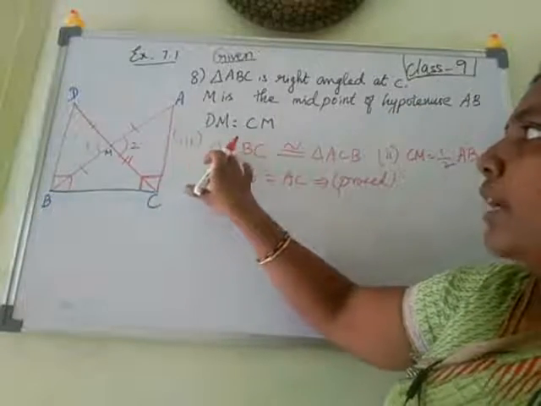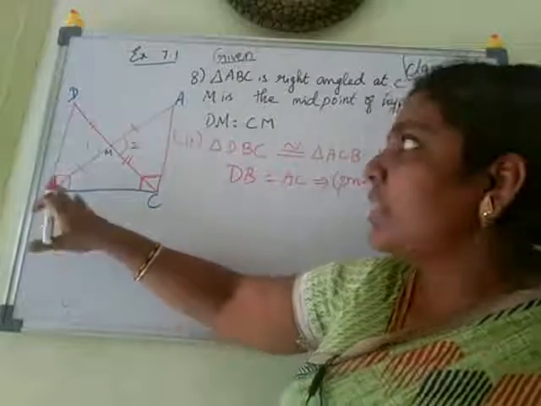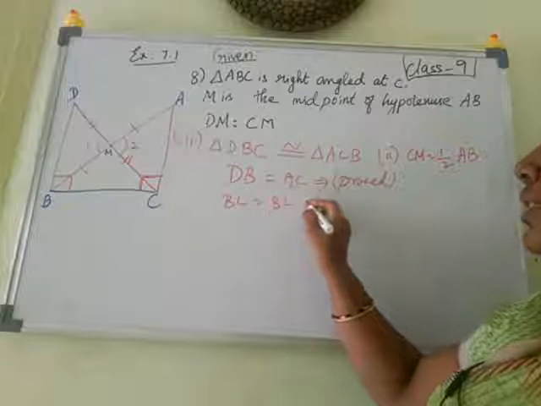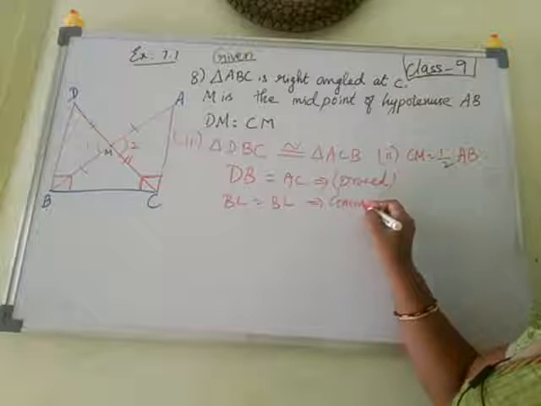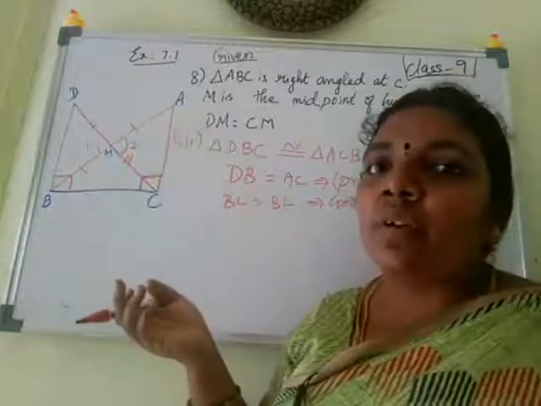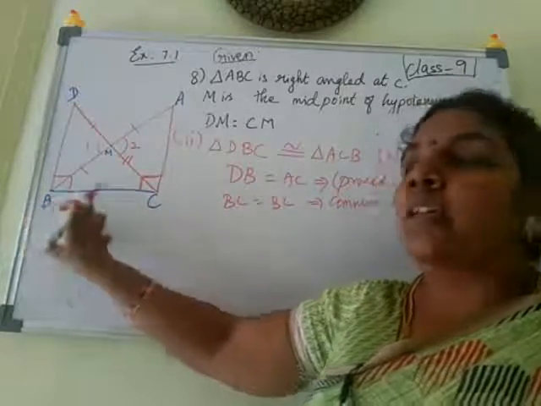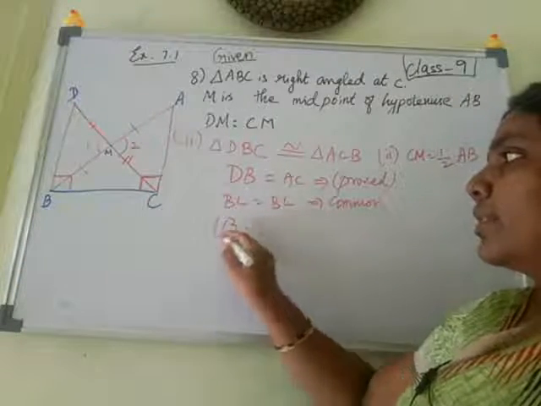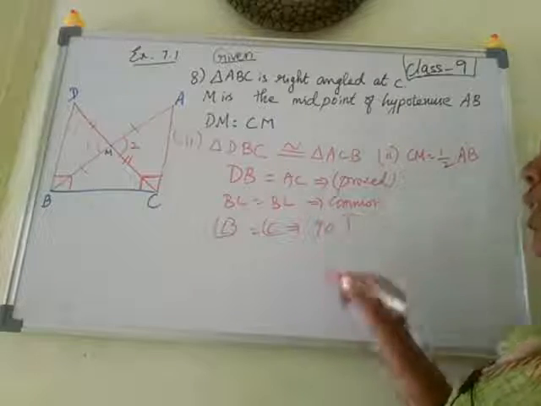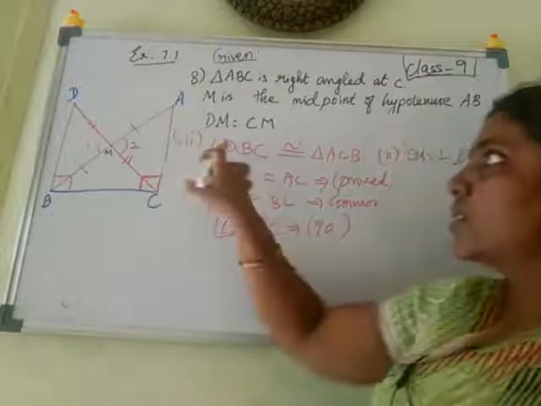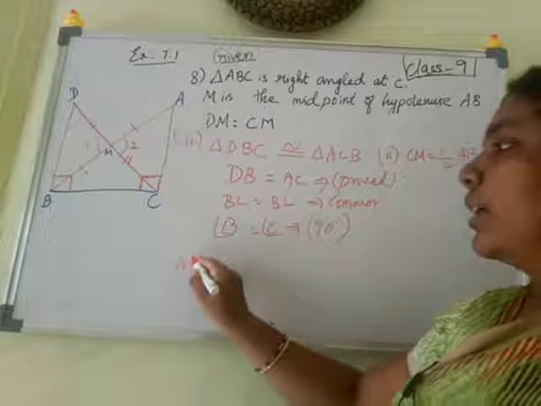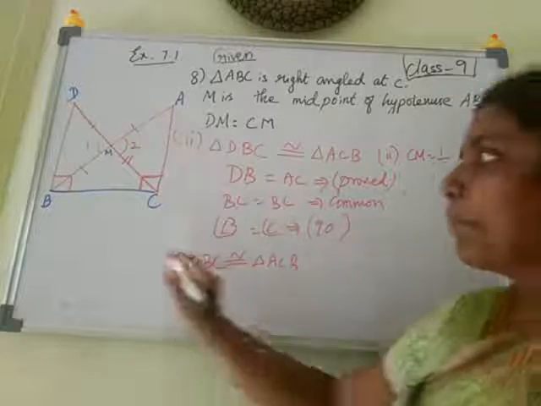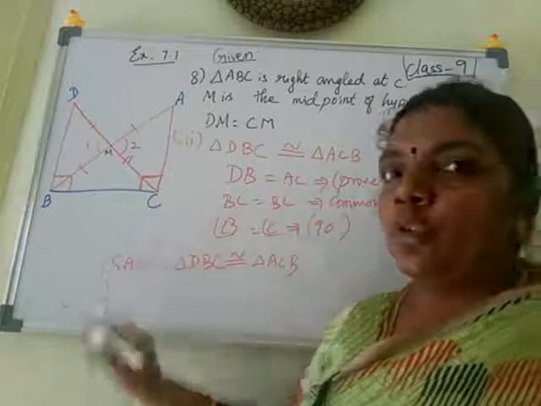For triangle DBC, BC is the base. For triangle ABC also, BC is the base. So BC is equal to BC, common for both the triangles. Now for the second statement we proved already angle B is 90 degrees, and angle C is also 90 degrees. So both are equal. Angle B is equal to angle C, that is 90 degrees. So we can prove that by SAS criteria these two triangles are congruent. That is triangle DBC is congruent to triangle ACB. By which criteria? By SAS criteria.